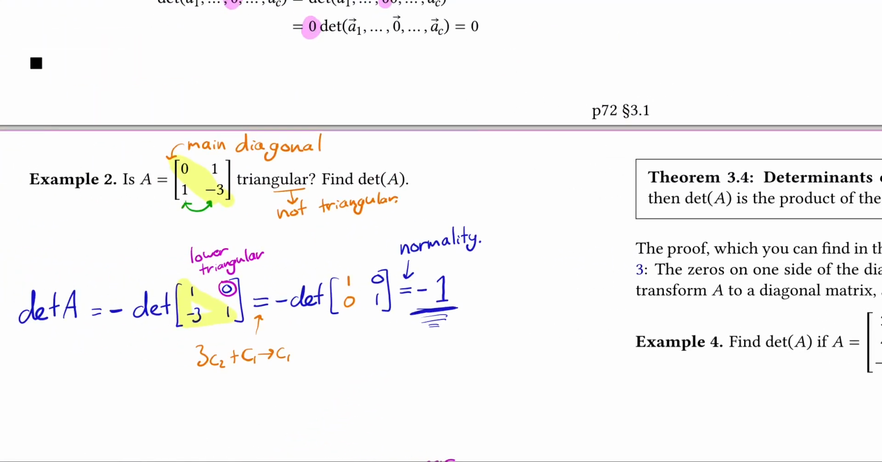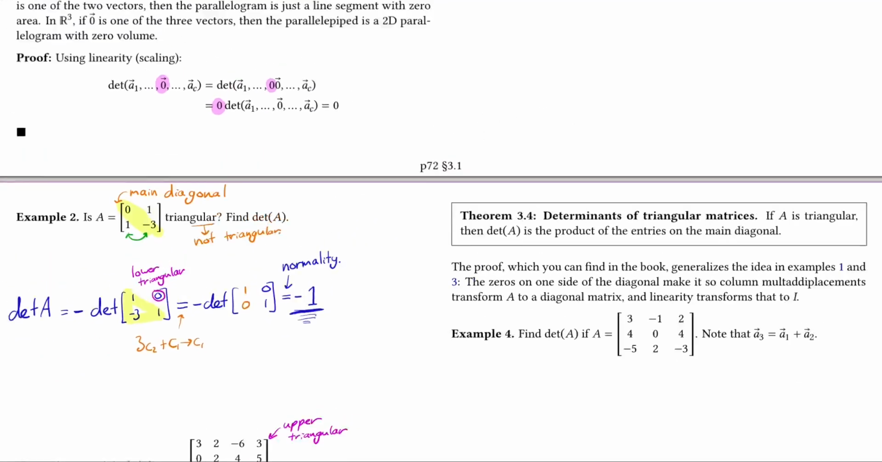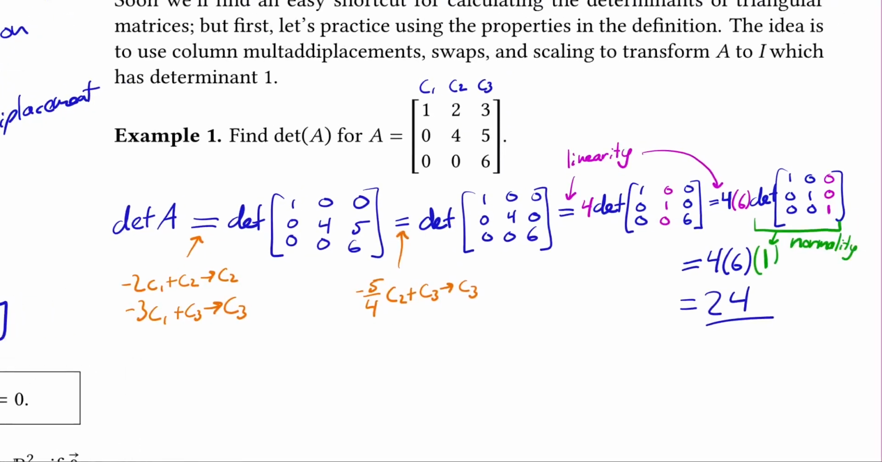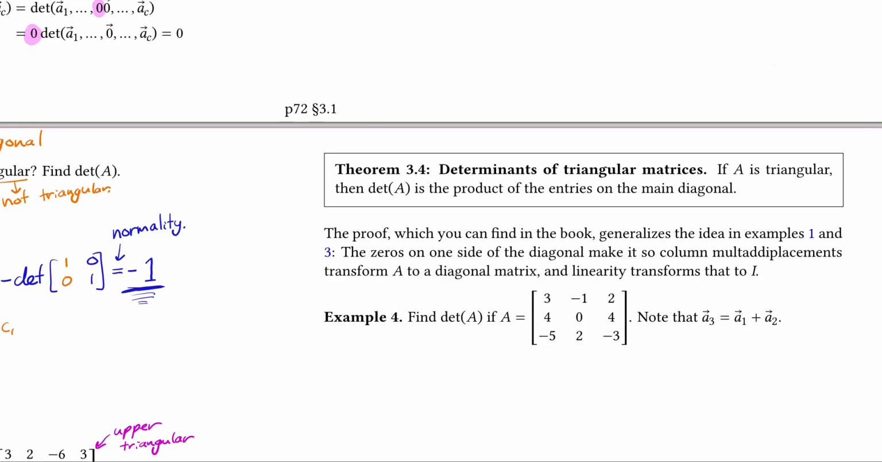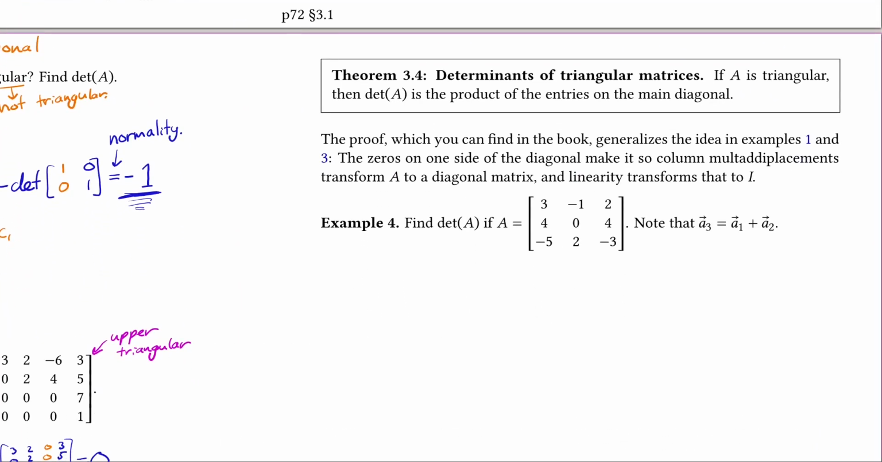It doesn't apply to example 2, because it's not triangular. But it does apply to this one. Here we saw how we could turn this into the identity matrix using column replacements here and here without changing it. And then once you do that, you can take out the scalars 4 and 6. And you end up getting 4 times 6 times 1. So the product of these, 1 times 4 times 6, gives you that 24. So that's an argument for that without an actual proof, but hopefully you get the gist of it.